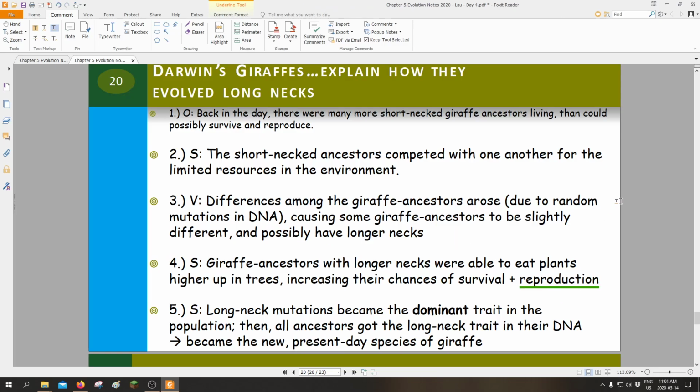Finally, number 5, speciation. Over time, more and more of these long-necked giraffe ancestors were able to survive and reproduce more than the shorter-necked individuals, and then over time the long neck mutation became the dominant trait in the population, and thus all the ancestors got the long neck trait in their DNA. Over maybe millions of years, now you get the present day species of giraffe that all have long necks. Why? Because of the evolution of the short-necked ancestors, according to Darwin's 5 points.